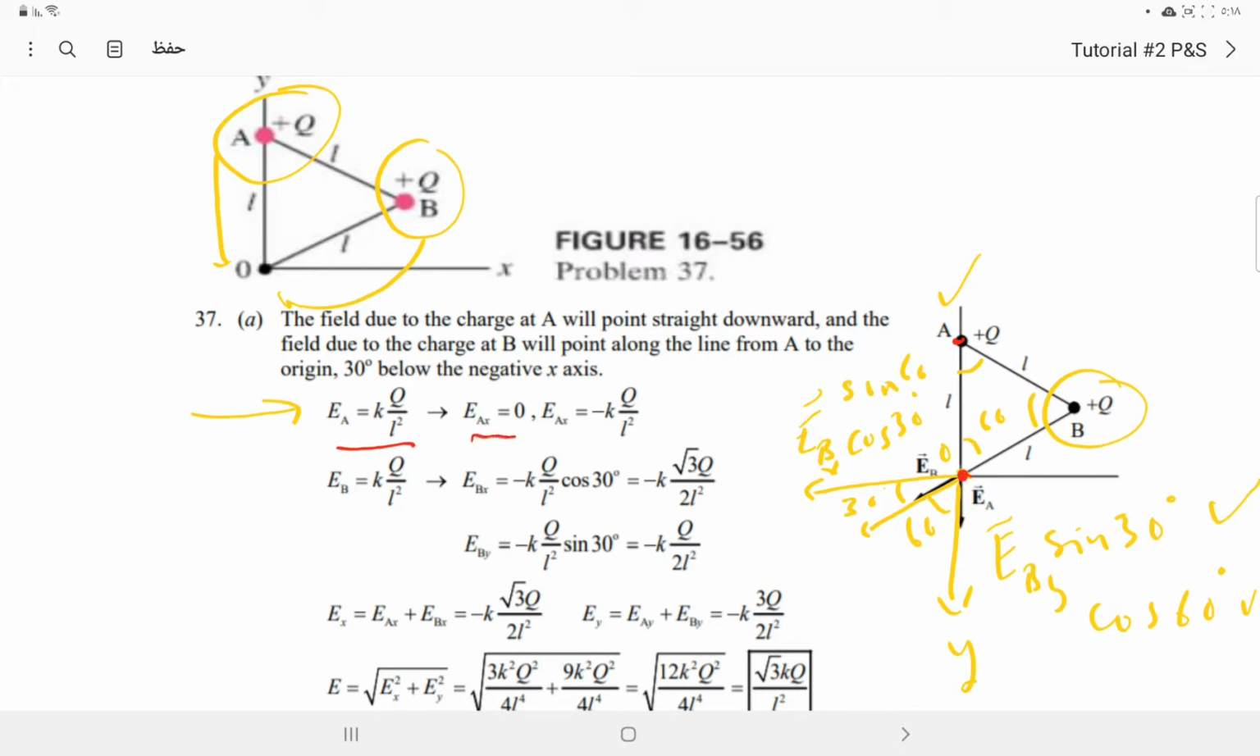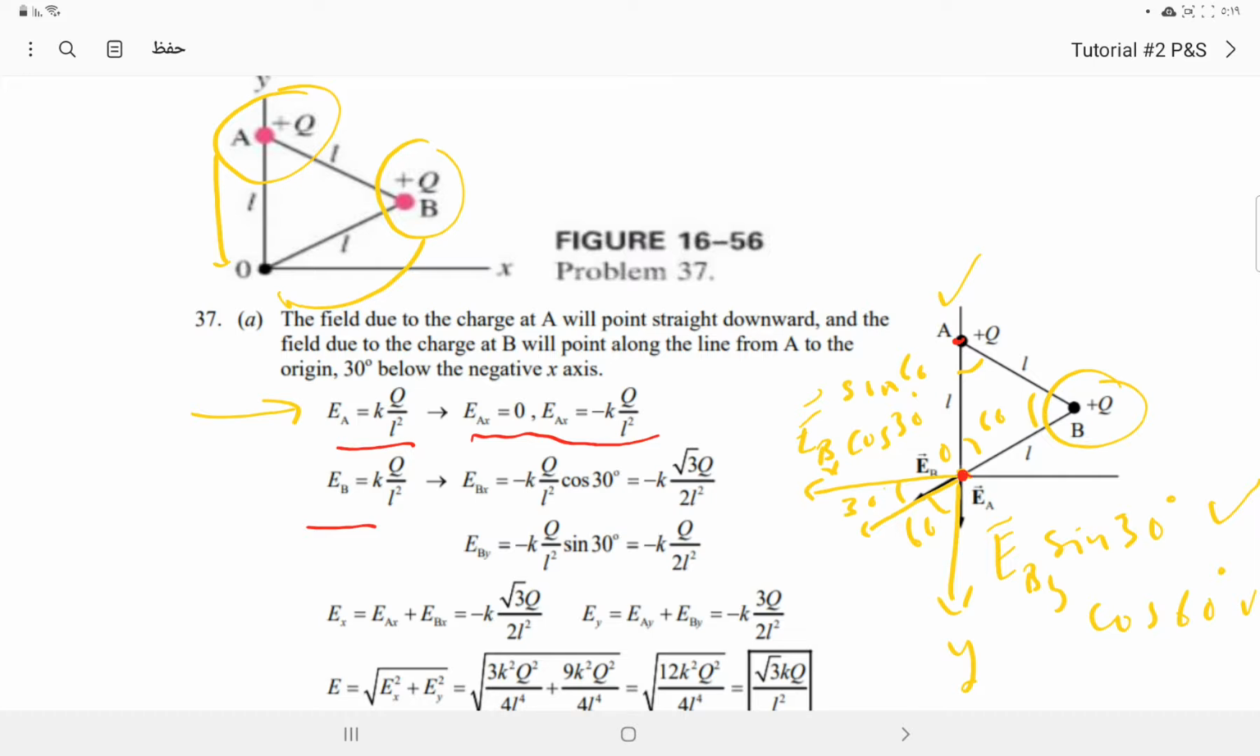And then we know that it has this electric field amount. Why is it minus K? Because it's going to minus Y. They're trying to make it go to the minus Y. So this is the EA going to minus Y. Let's now see the other one, which is B.